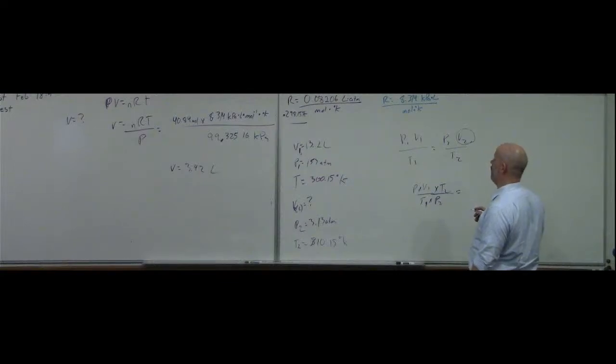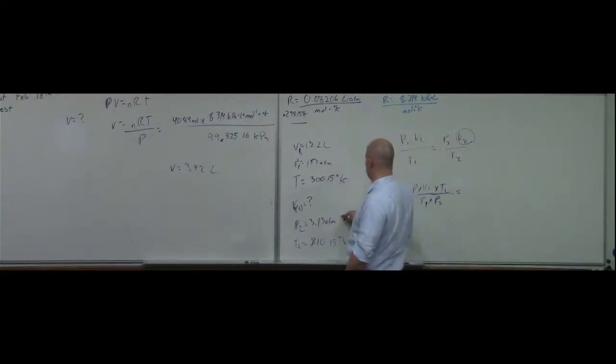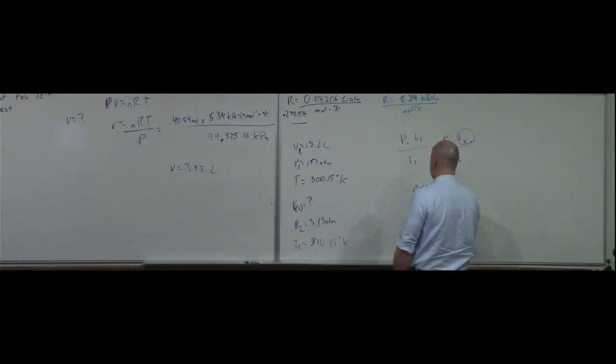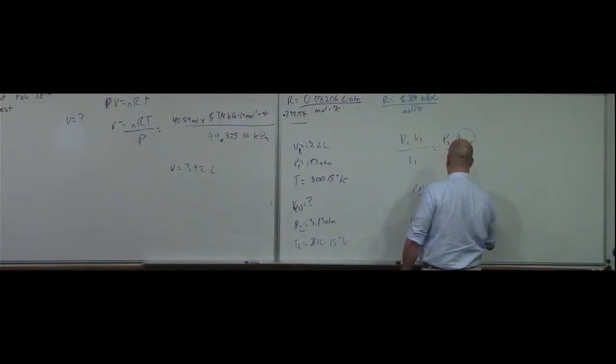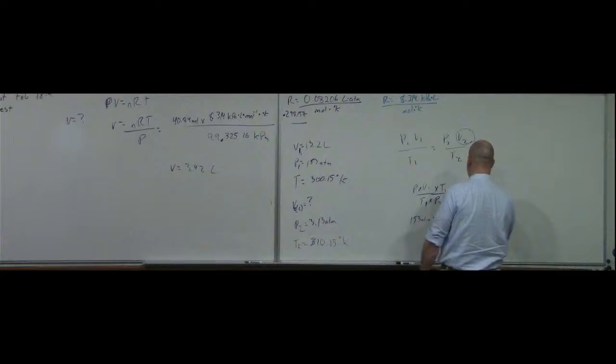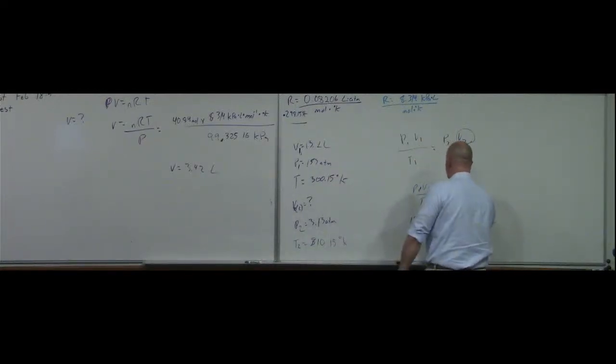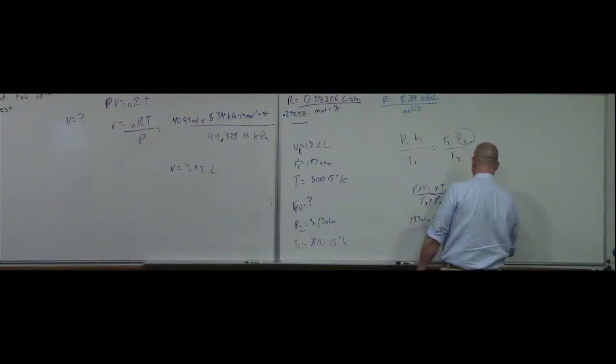Are all my units the same? I got atmospheres. I got liters. This will give it to me in liters. I got Kelvin, Kelvin. Okay, good. So pressure 1 is 153 atmospheres, times volume 1 is 13.2 liters, times temperature 2 is 310.15 degrees Kelvin, over temperature 1, which is 300.15 degrees Kelvin, times pressure 2, which is 3.13 atmospheres.